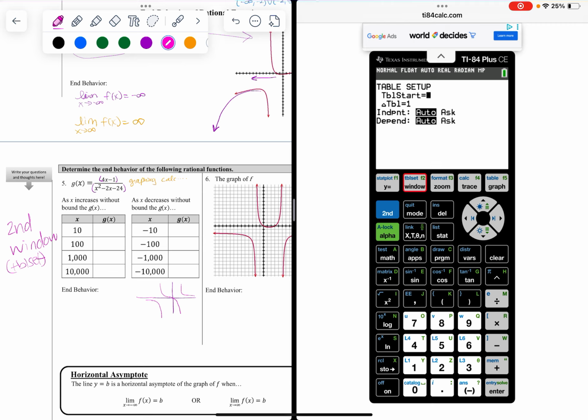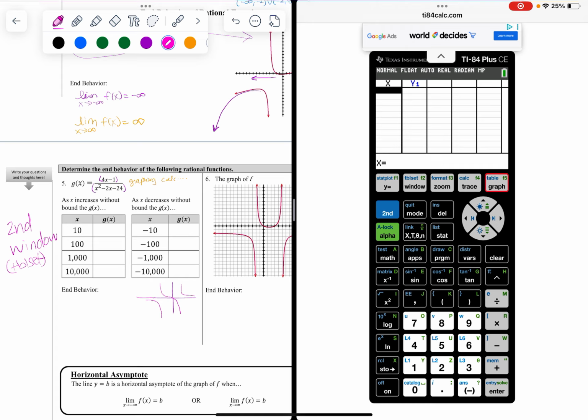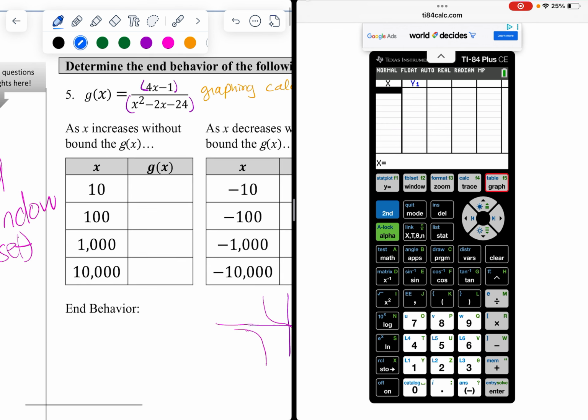And what you're going to do here is set ask on that independent x value. That way it'll ask you what values you want to plug in, and then you don't have to scroll through. So once you hit ask, go back to your table. So second graph to find your table. There's nothing there because we haven't told it what we want it to find yet. So let's plug in this first value here of 10. Okay, so we're plugging in 10.